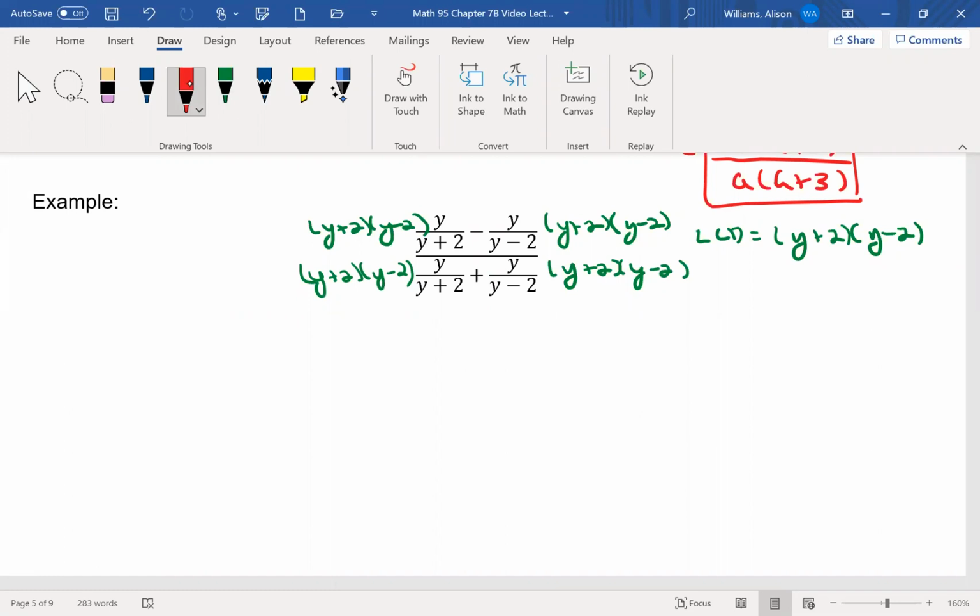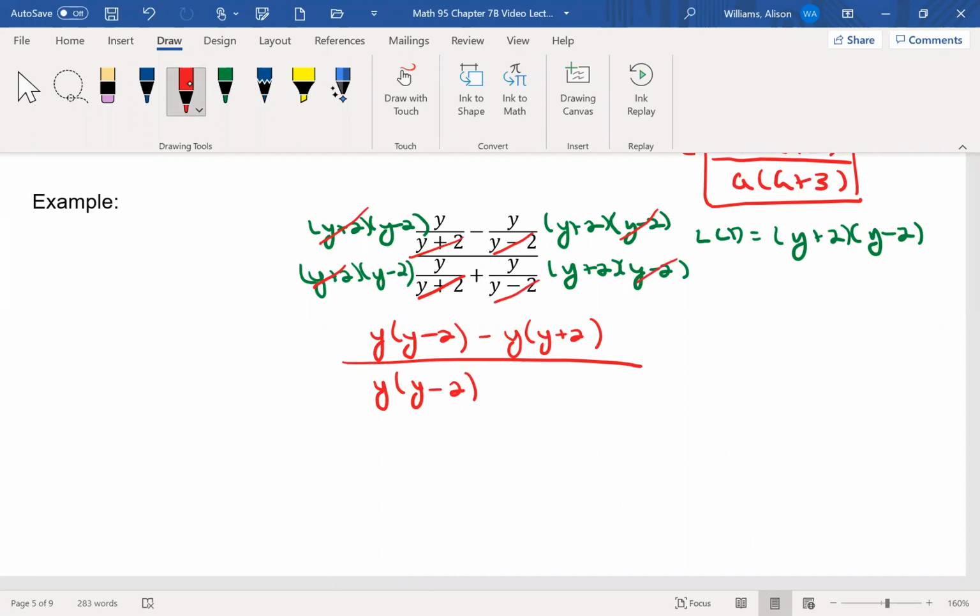Okay, so for the first fraction, the y plus 2 is going to cancel, and I'm left with y times y minus 2. We're going to distribute in the next step. This one, the y minus 2 cancels, and I'm left with y times y plus 2. The y plus 2 cancels in this third fraction, so I'm left with y times y minus 2. And here the y minus 2 cancels, and I'm left with y times y plus 2. Now, do not cancel. We've got to distribute first, combine like terms, and then we'll see if we can simplify.